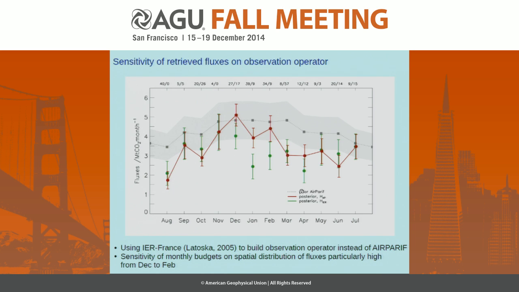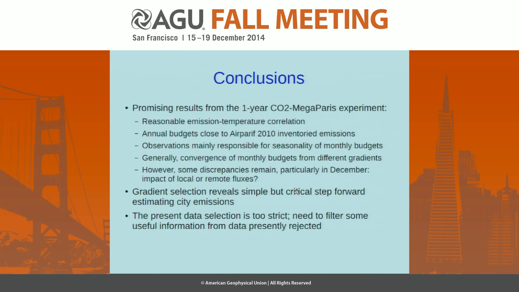Okay, I'm already going to my conclusion slide. We have just one year of CO2 MEGAPARIS data, and only three stations that we really employ, but the results are quite promising. We get a nice, reasonable emission-temperature correlation. We have the highest fluxes in December, which nicely correlate with the lowest temperatures. We have annual budgets that come very close to the newest Airparif inventory, which is also very nice.